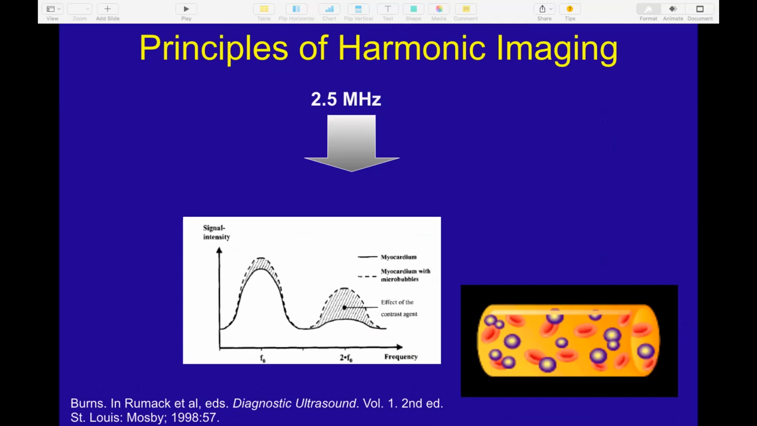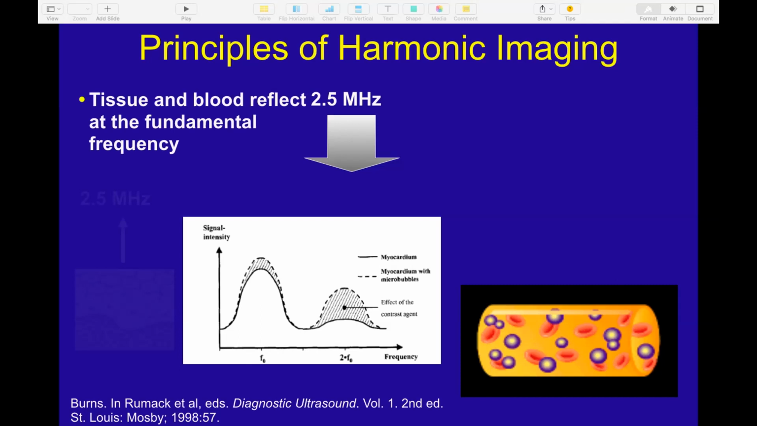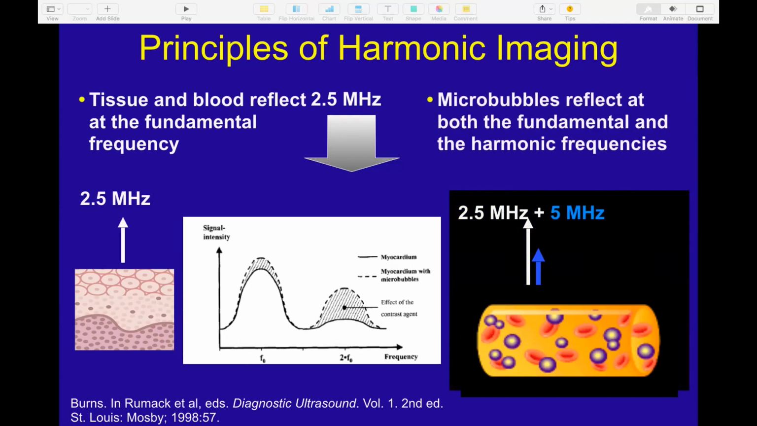So in principles of harmonic imaging, if we look at the fundamental frequency and twice the frequency, you can see that plain old myocardium basically does not have any significant second harmonics. But when you add the contrast agent to it, you can actually see that the contrast agents produce this nonlinear resonance, which is fundamentally the basis. So this fundamental property of nonlinear oscillation and backscatter is what is critical for microbubble imaging, opacification, and perfusion.